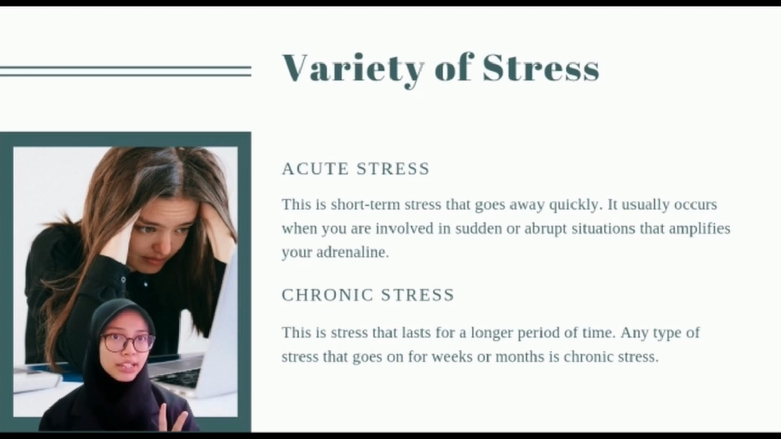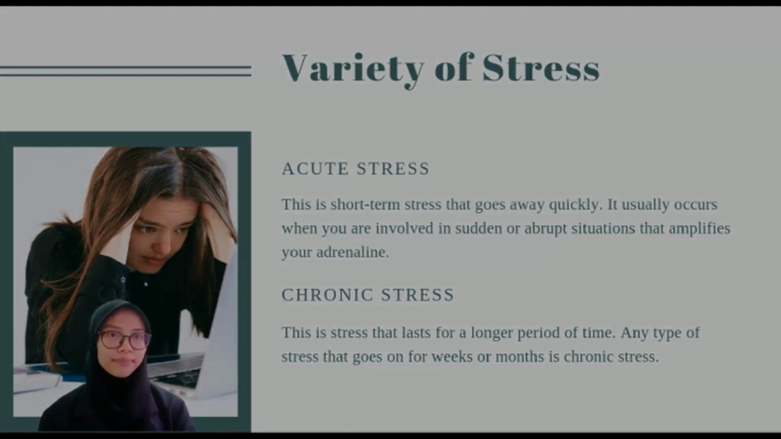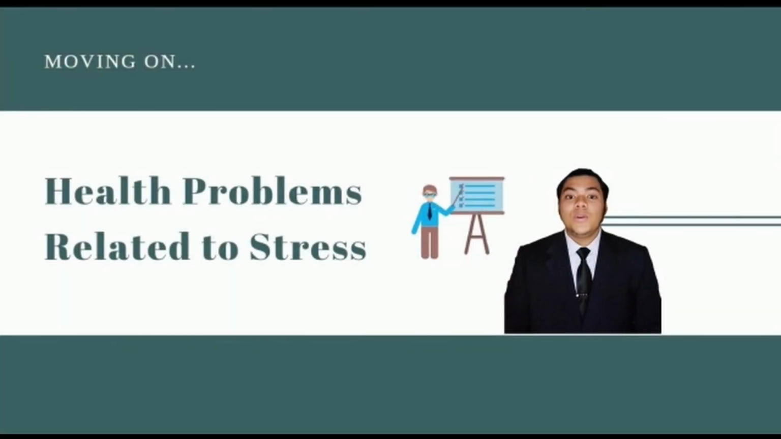Secondly is the chronic stress. Chronic stress is a stress that lasts for a longer period of time. It can be caused by an unhappy marriage, money problems, or trouble at work. Any stress that lasts for months or weeks is defined as chronic stress. Now we will talk about health problems related to stress.